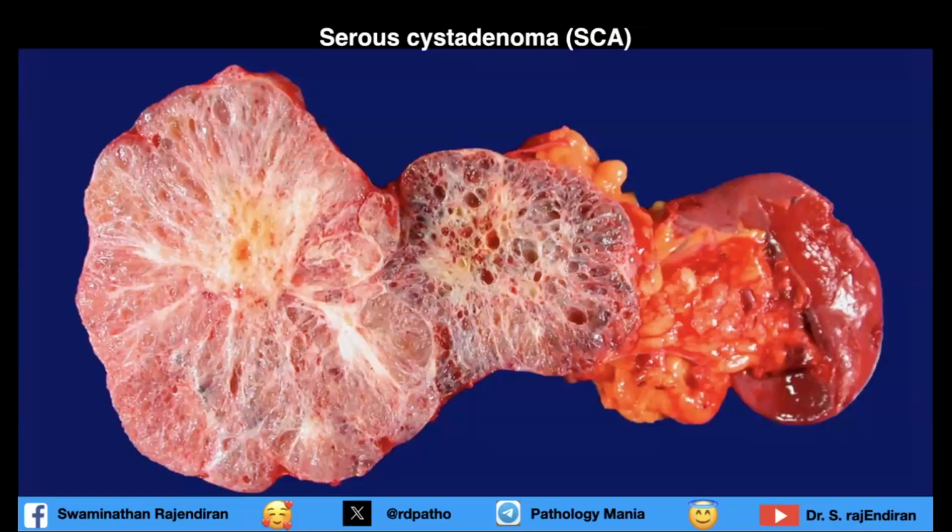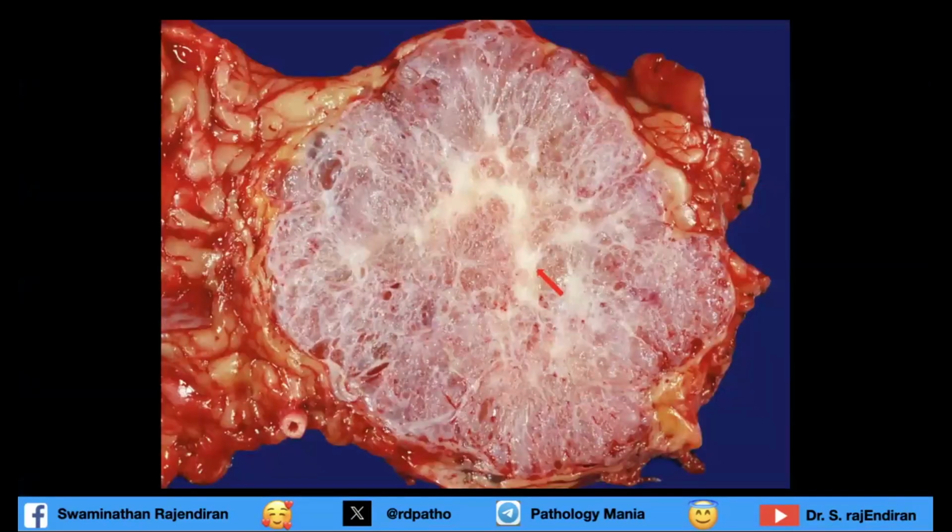This is another characteristic lesion, and you can see there are two lesions here. If you have seen this once in your lifetime, you won't forget. This is like a sponge-like pattern or sieve-like pattern, very classic of serous adenoma. When it is multiple, you have to think of von Hippel-Lindau syndrome because it is associated with abnormality in the VHL gene. This is another lesion with a sieve-like pattern with a central scar.